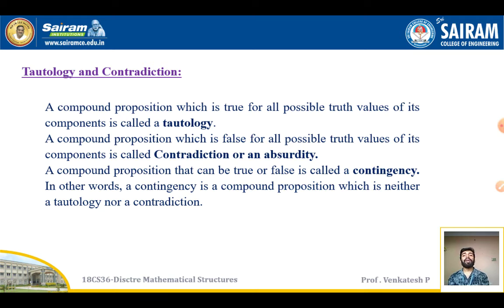So first let me define what is tautology and contradiction. A compound proposition which is true for all possible truth values of its components will be called a tautology. A compound proposition which is false for all possible truth values of its components will be called a contradiction. A compound proposition that can be true or false will be called a contingency. So contingency can also be defined as neither tautology nor contradiction.